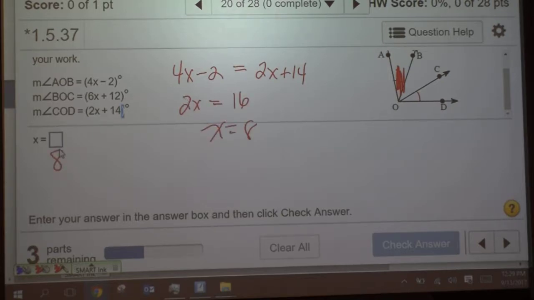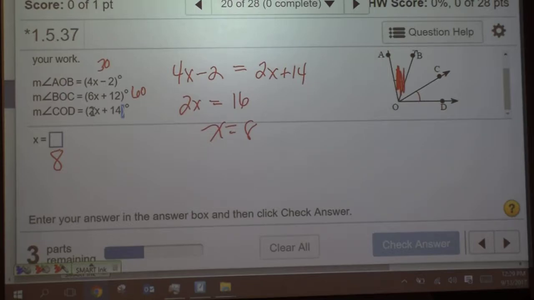Now that x is 8, I'm assuming that the rest of the question, is there more parts to this? Yes, there's 3 parts remaining. I'm assuming the next thing that they ask you is, can you find the measurement of each one of these? So if I've got 8, I can go in here, okay, 4 times 8 is 32, minus 2 is 30. Okay, 6 times 8 is 48, plus 12, what's that, 60?